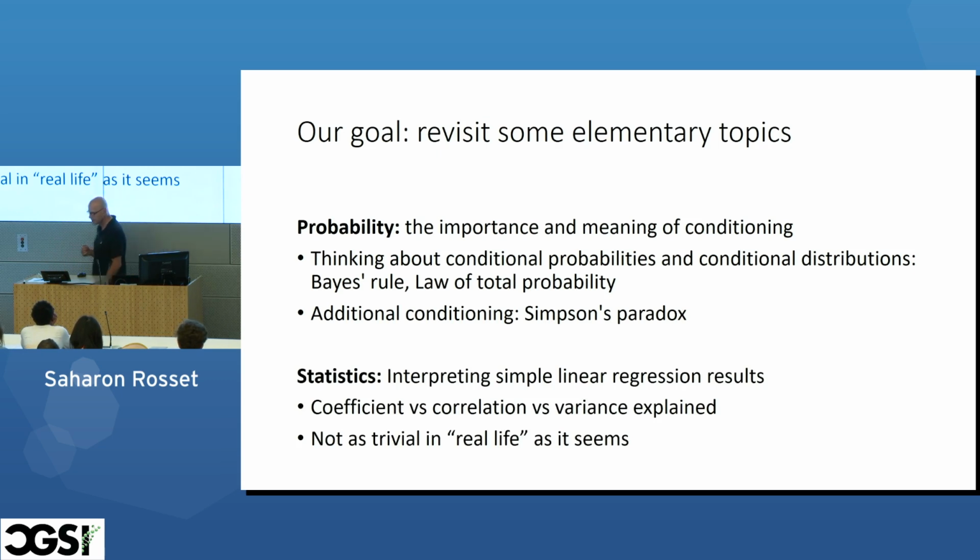And then for statistics, we'll talk about interpreting simple linear regression results. Again, a very elementary topic. And I'll show a real-life example where we know what the rules are, but it turns out that it's not always completely obvious how to apply the rules. And then we need to ask ourselves whether it's really not clear what's going on, or whether there's a correct way and an incorrect way of applying the basic mathematical formulations, and what it says about what are the correct conclusions and incorrect conclusions from the data we're looking at.